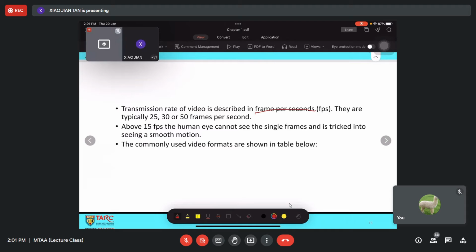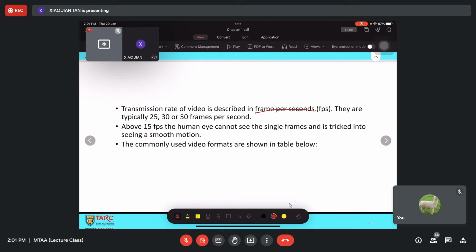So this one is important. They are typically 25, 30, 50 frames per second. Above 15 FPS, the human eye cannot see the single frame and is fooled into seeing a smooth motion. So this is the basic principle of a video.